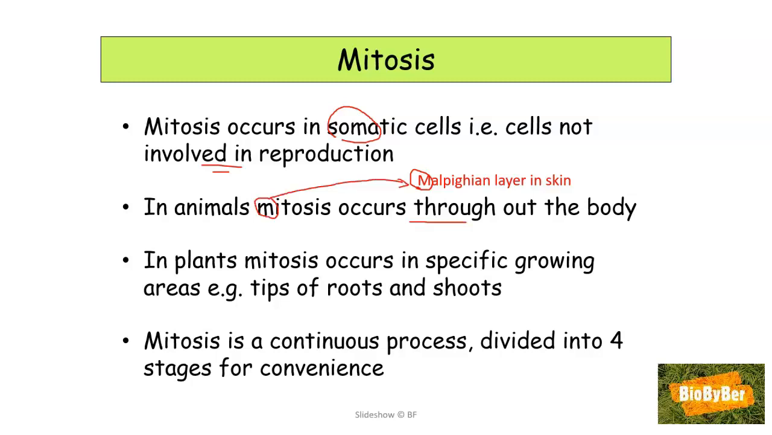In plants, mitosis occurs in special or specific growing areas, the tips of roots and the tips of shoots. In other words, mitosis occurs in meristematic regions. Again, we see the M&Ms, M for meristematic and M for mitosis.